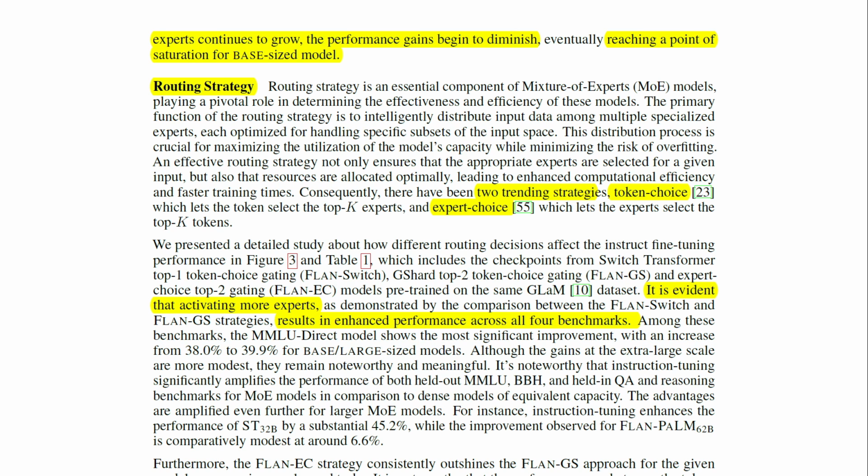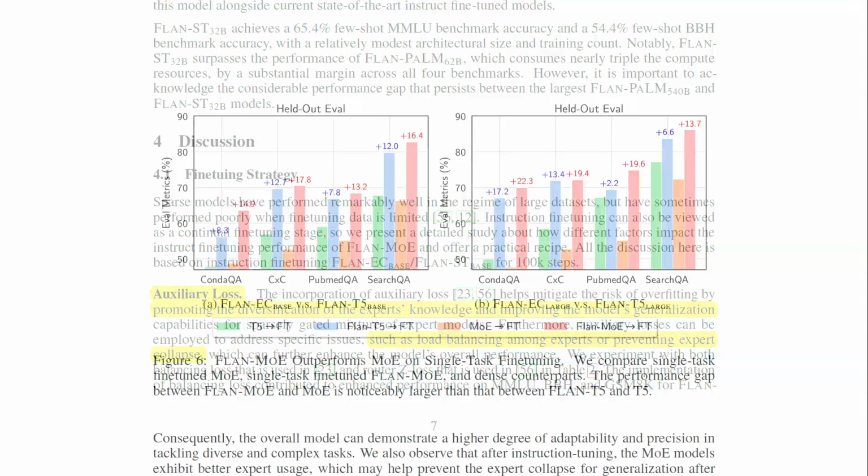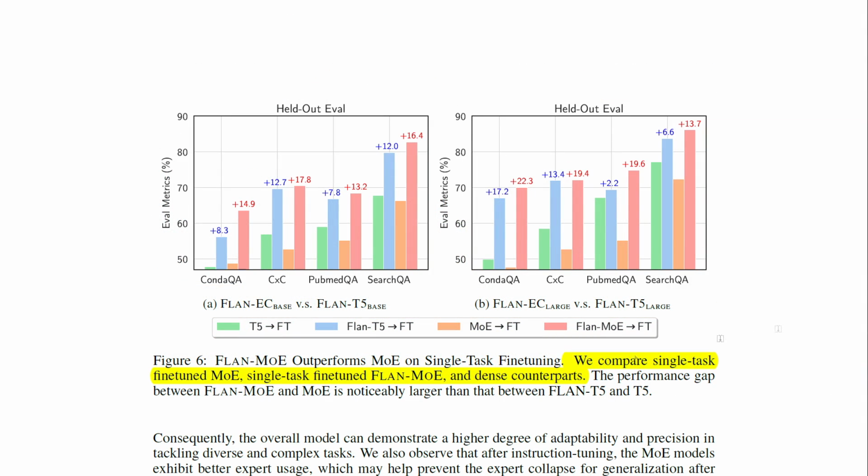To address overfitting issues, the authors incorporated auxiliary losses, promoting knowledge diversification among experts and improving the model's generalization capabilities. These auxiliary losses can also help with load balancing among experts and preventing expert collapse. To compare fine-tuning MOE directly with FLAN MOE, the researchers experimented with single-task fine-tuned MOE, single-task fine-tuned FLAN MOE, and dense counterparts. They found that FLAN MOE consistently outperformed fine-tuned MOE, especially when labeled data was scarce or when the model size increased.